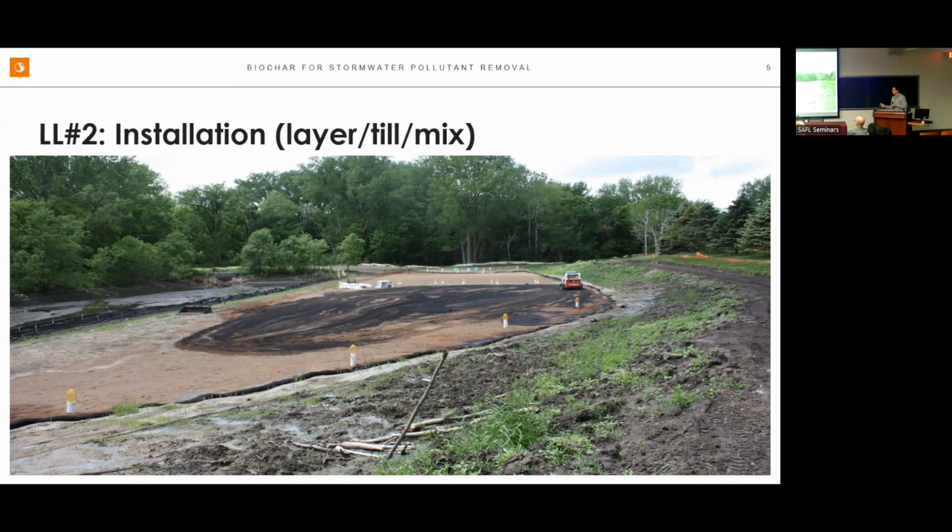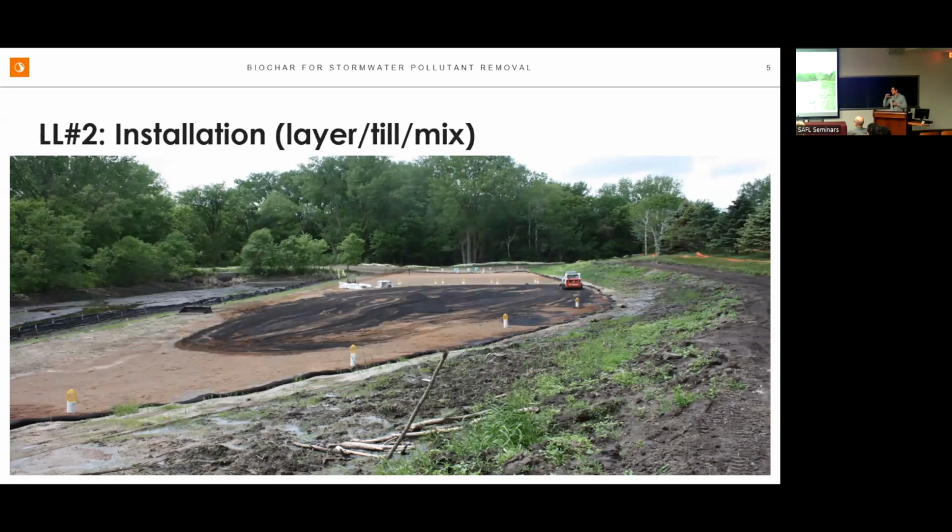Then the next lesson learned was just installation. We're using a new media. How do we install it with the iron enhanced sand filter? The very first, I think, kind of mid-sized filter we did was for a site. It was the city of Fridley. And for that one, it was a small filter for the Civic Center.